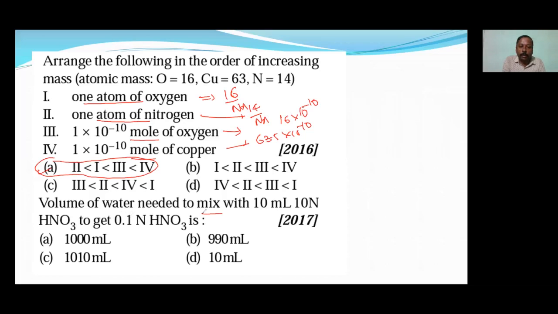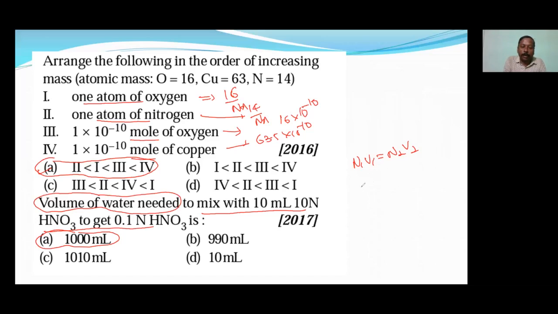Volume of water needed to mix with 10 ml of 10 normality HNO3 to get 0.1 normality HNO3. Okay, here simple. People do the half process and start answering. Okay, this is the fascinating answer. Most of the people feel that option A is very easy. Okay, so N1V1 is equal to N2V2, that I will expect. But here the question is not the volume of the final solution. Okay, so here the volume of the final solution will be correct, but the other part is wrong.